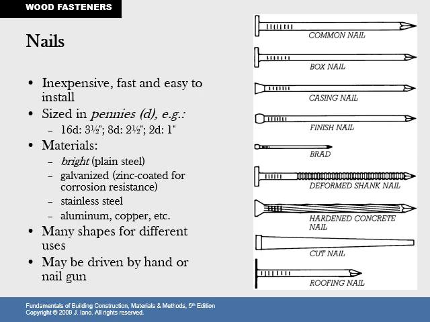Materials, they can be bright, plain steel. A good use is galvanized, zinc coated for corrosion resistance, which is really a good investment. It can be stainless steel, it can be aluminum, and in some cases copper. Many shapes for different uses, and they may be driven by hand or preferably with a nail gun.